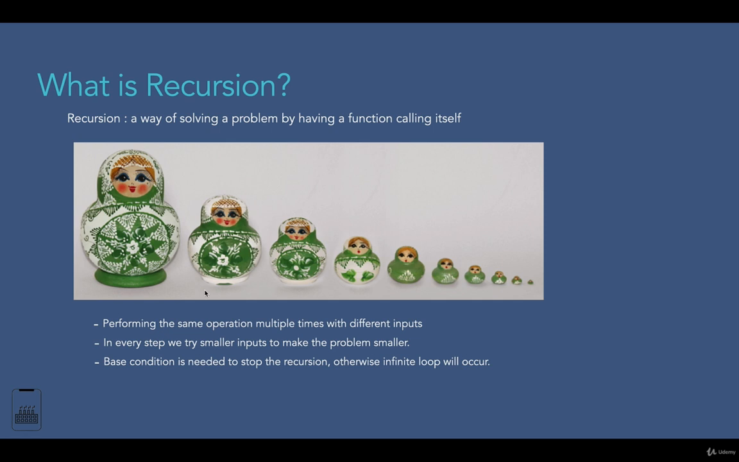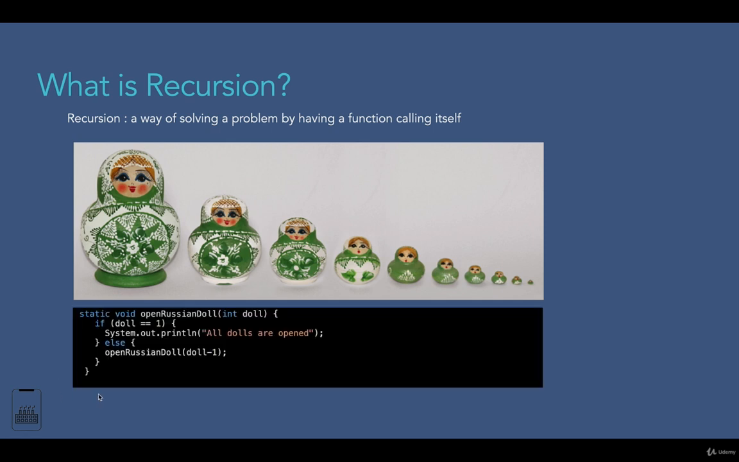Let's convert this Russian doll example into code and see how we can express it in computer science. This is our method, which we have created in Java. As you see, we have provided a base condition here. The base condition is when we reach 1. We stop here, saying that all dolls are open. In other cases, we call this open Russian doll method recursively, each time with a smaller input. It will call itself until we reach 1. This is how the method of opening Russian dolls can be written in Java.